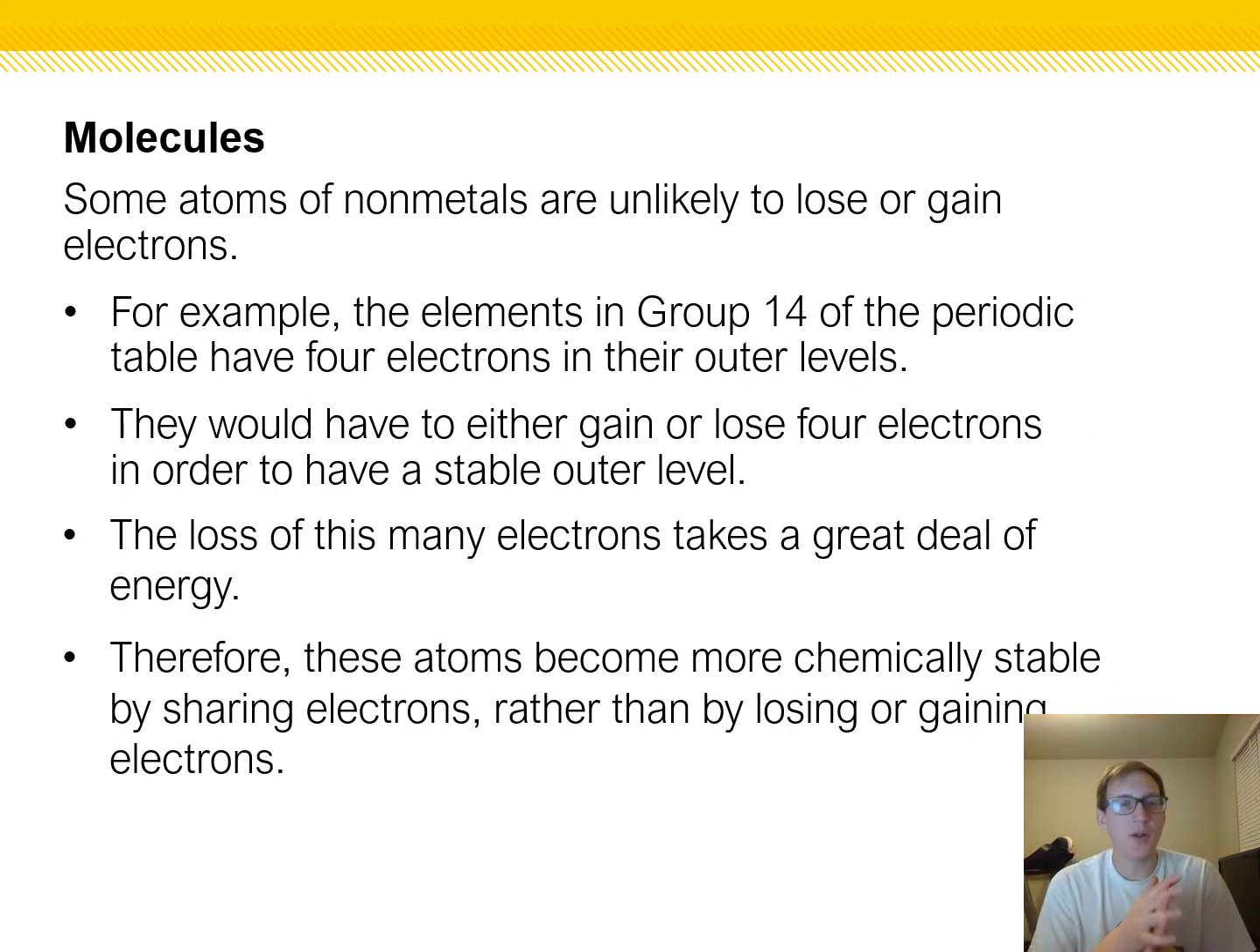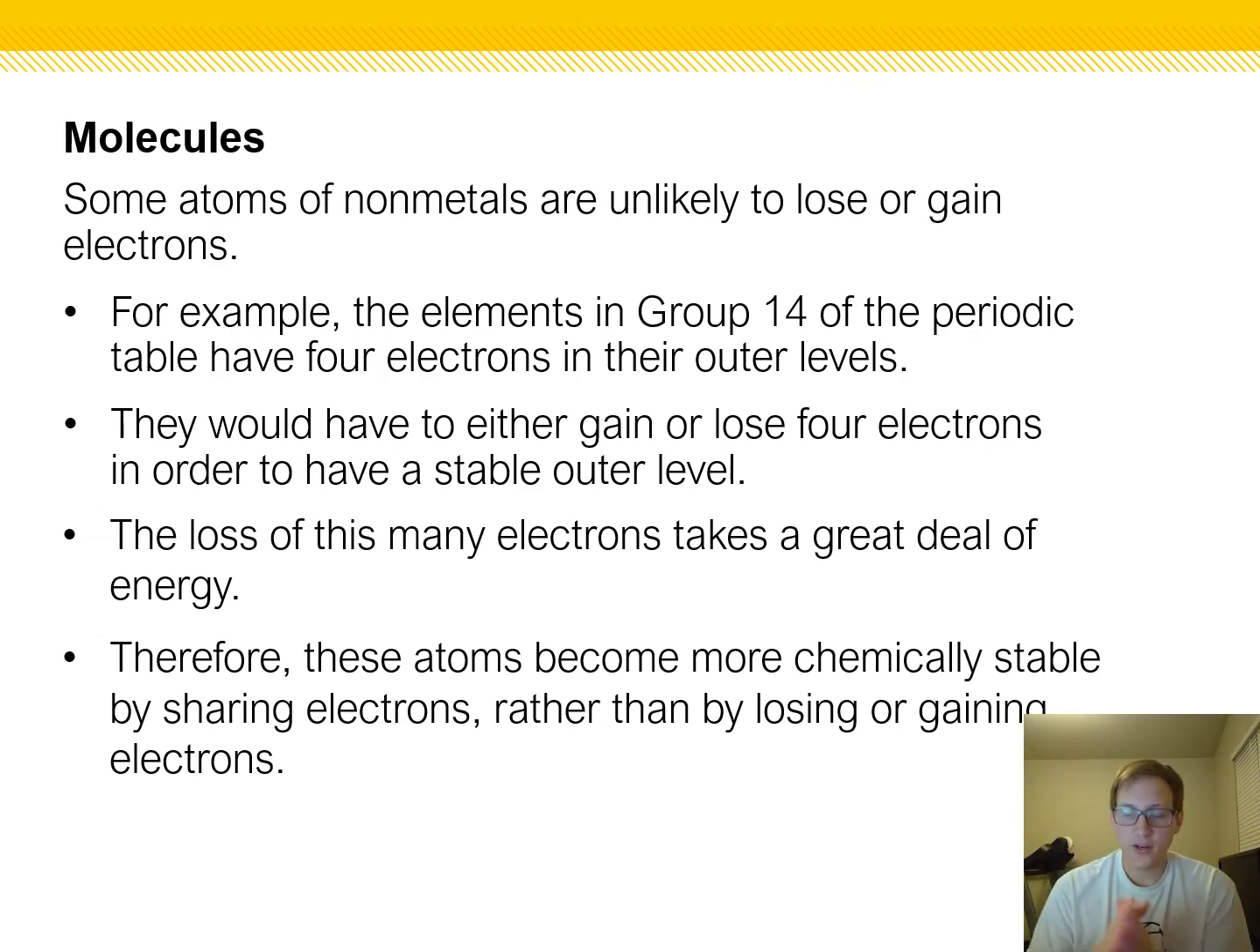All right, so let's talk about molecules real quick. Some atoms of nonmetals are unlikely to lose or gain electrons. For example, the elements in group 14 of the periodic table have 4 electrons in their outer levels. They would have to either gain or lose 4 electrons in order to have a stable outer level. The loss of this many electrons takes a great deal of energy. Therefore, these atoms become more chemically stable by sharing electrons rather than losing or gaining.